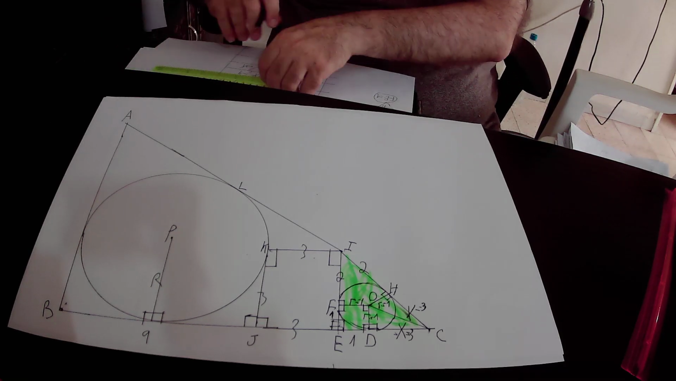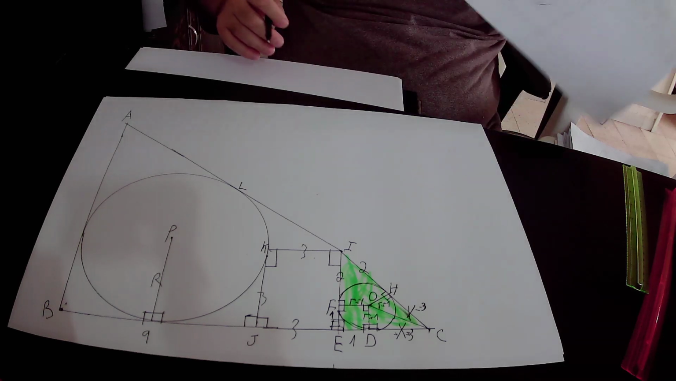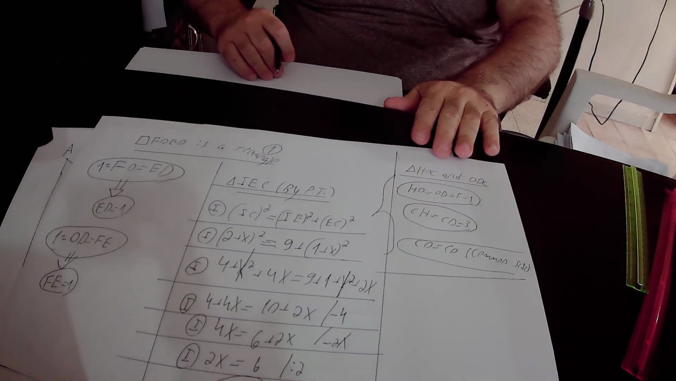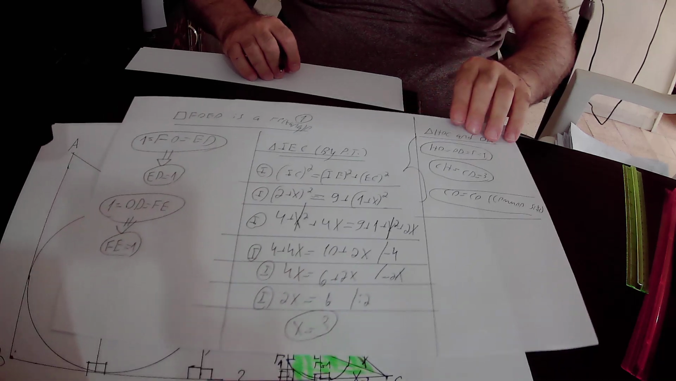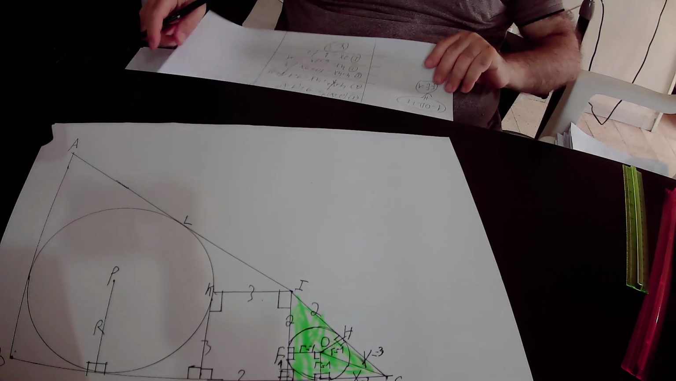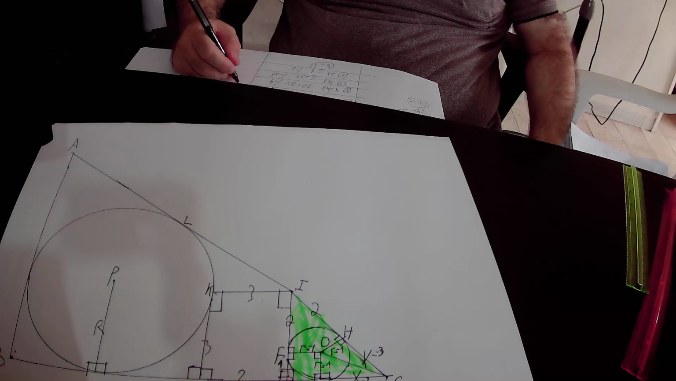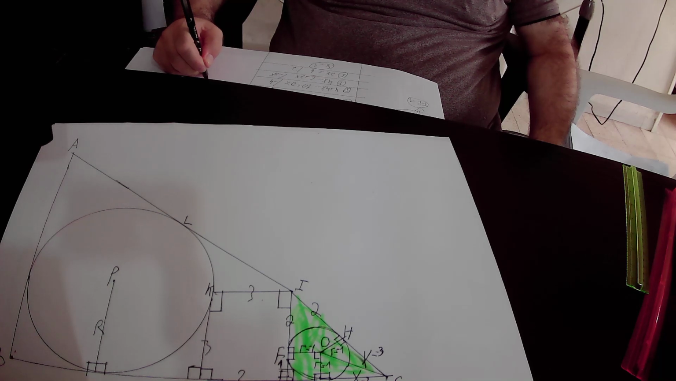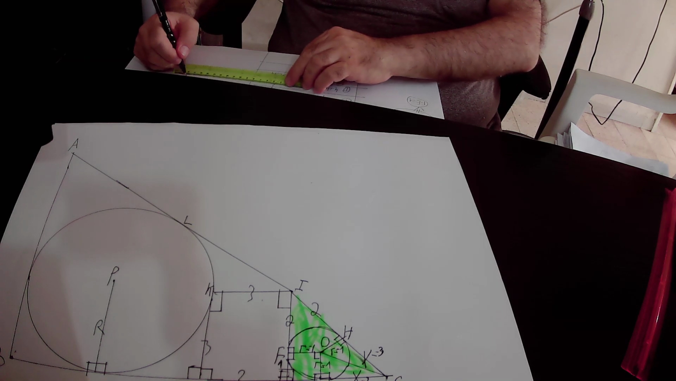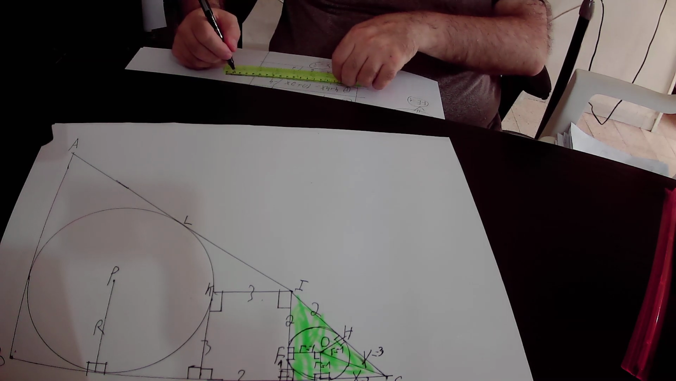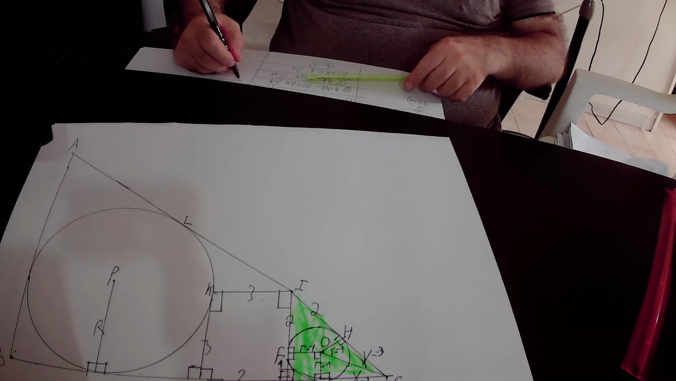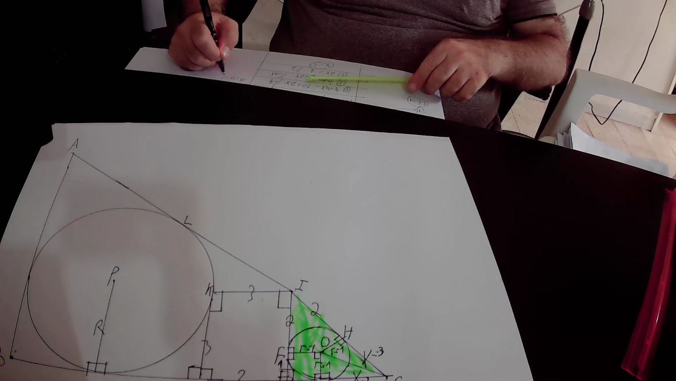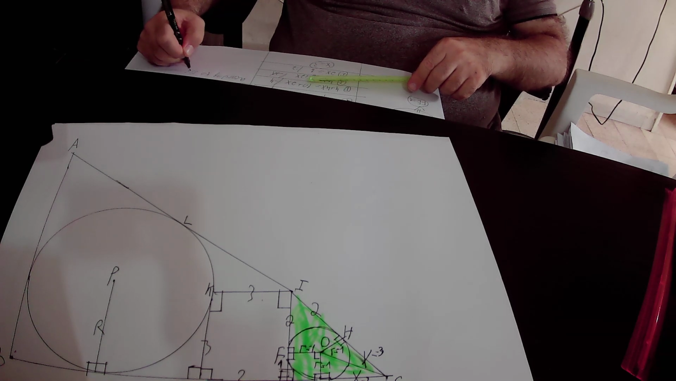So, we actually proved that the two small green triangles are congruent according to the side rule. So I write it down. Triangle HOC is congruent to triangle ODC according to the side rule.